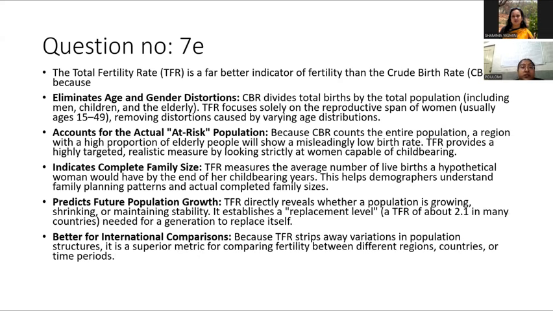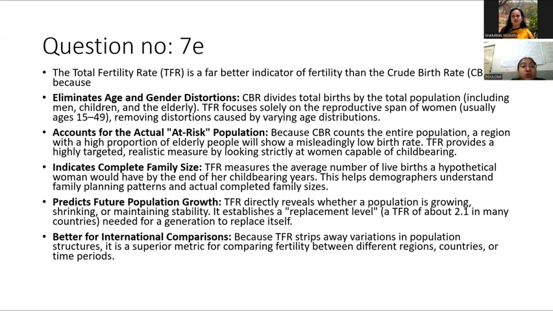Coming to the last question, that is question number 7e: total fertility rate is considered a better indicator of fertility than crude birth rate. Now, total fertility rate is a far better indicator of fertility than crude birth rate because it eliminates the age and gender distortion. Birth rate, we know, divides total births by total population, including males, children, and elderly. TFR, on the other hand, focuses solely on the reproductive span of women, usually 15 to 49 years of age, removing distortion caused by varying age distribution.